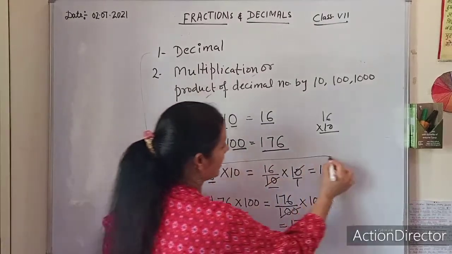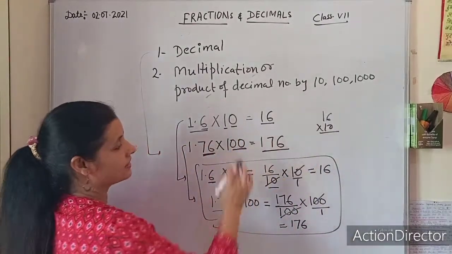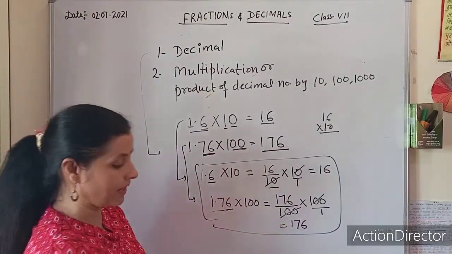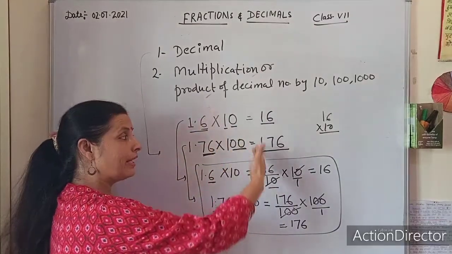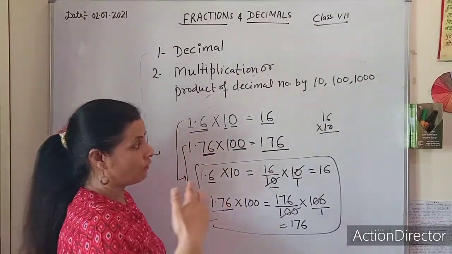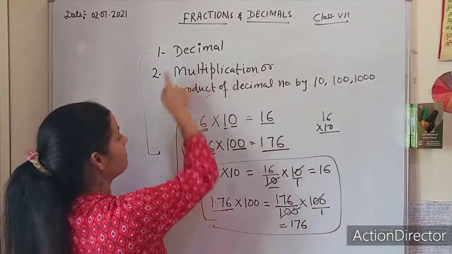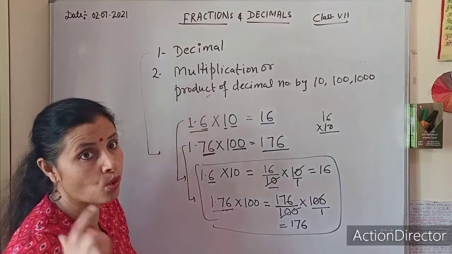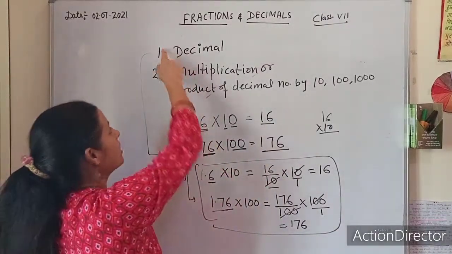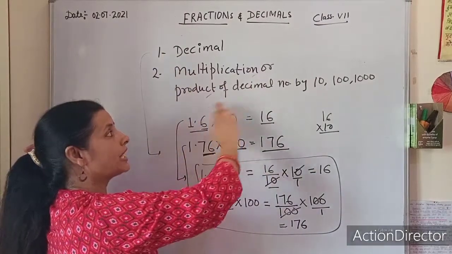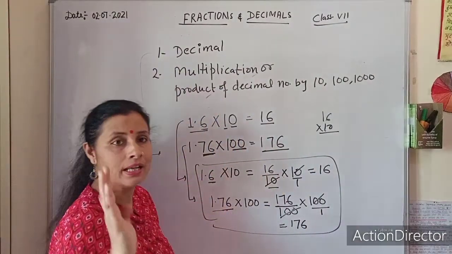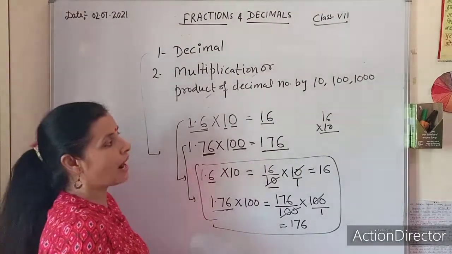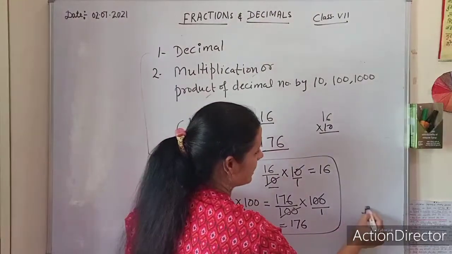This is the procedure by which we got our answer. So you have to understand the concept first and after that you can apply it. Understood? You will get many questions for practice in your exercise. You have to keep these 2 points in your mind, because that whole exercise, exercise 2.6, is based on these 2 points: decimals and multiplication of a decimal number by 10, 100 and 1000. I think the concept would be clear. So we have to move forward towards the exercise.